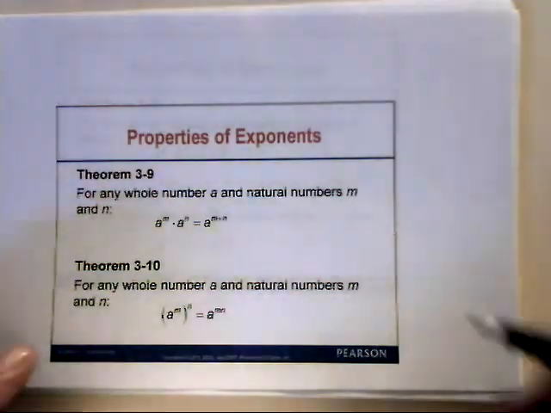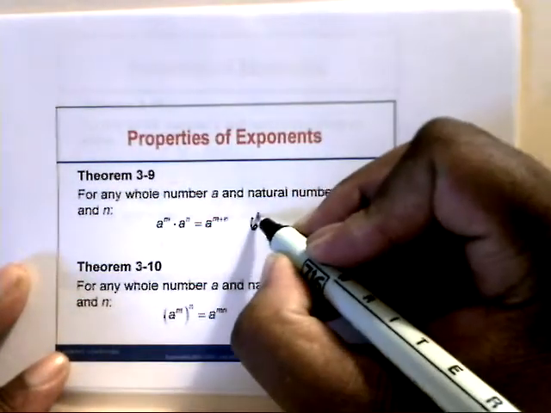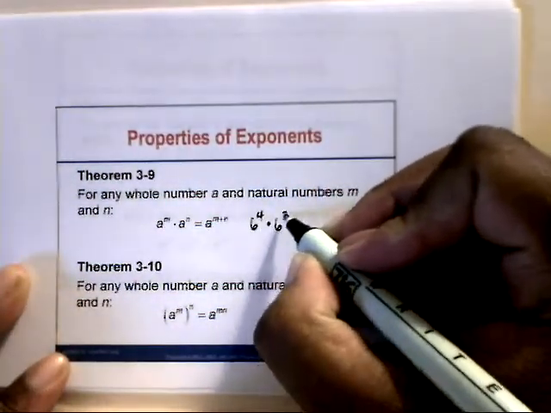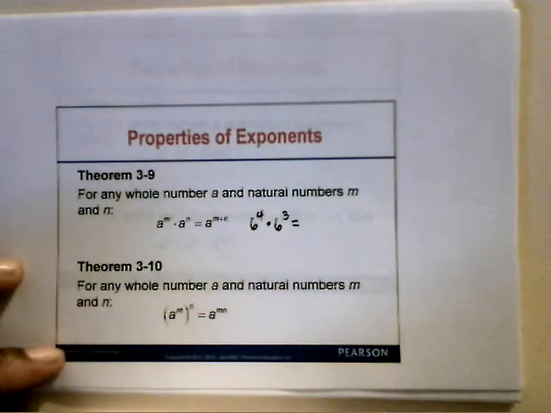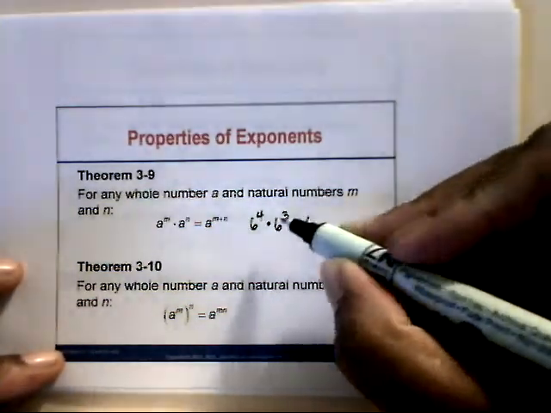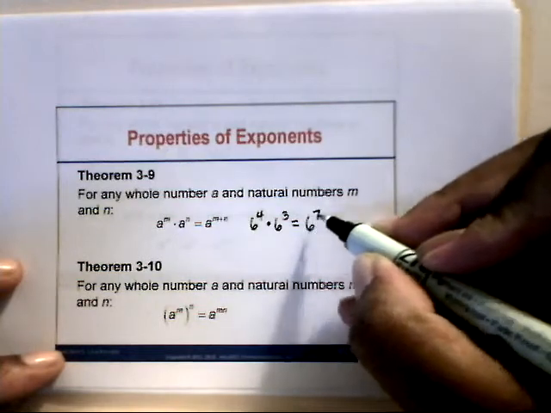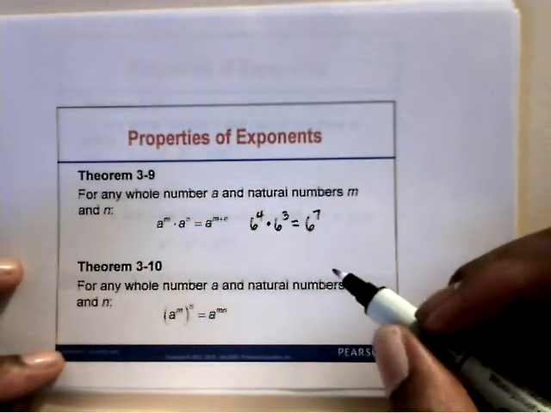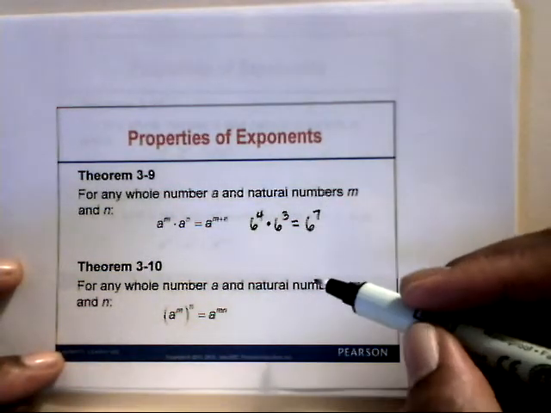For theorem 3-9, let's say 6 to the 4th times 6 to the 3rd. In other words, you're just going to bring over the 6 and then add 4 plus 3, which is 7. So we end up with 6 to the 7th power.